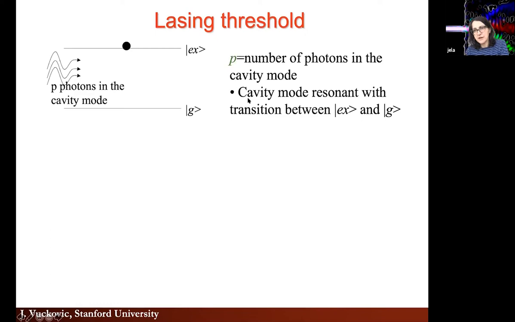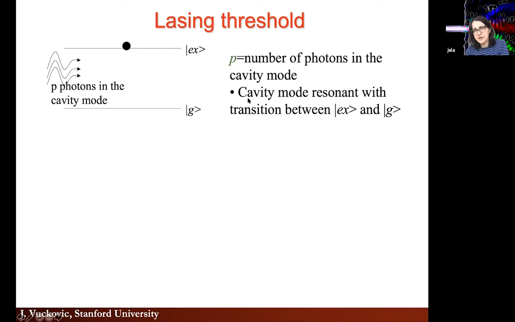And the last term is non-radiative decay, right? And there may be non-radiative decay into various mechanisms, although for simplicity, we will neglect this today. I mean, there is always non-radiative decay, but we can neglect it. So does this equation make sense?